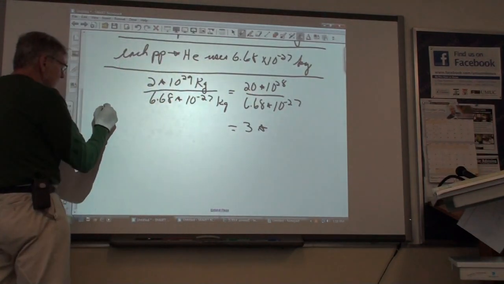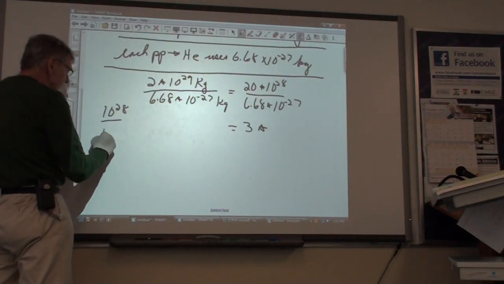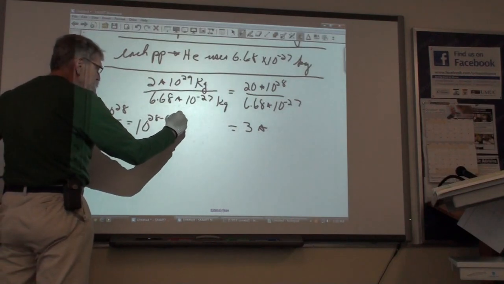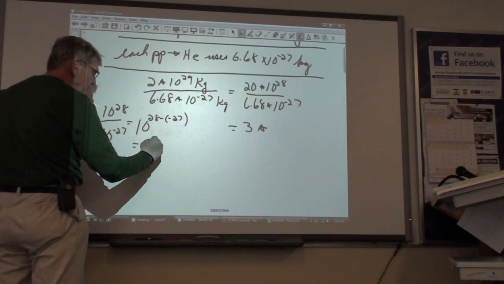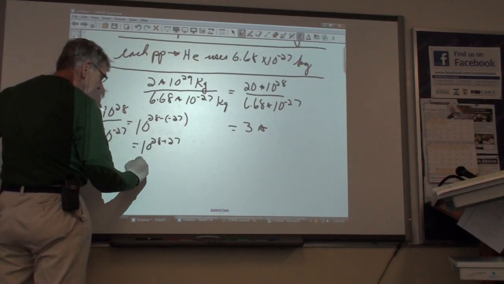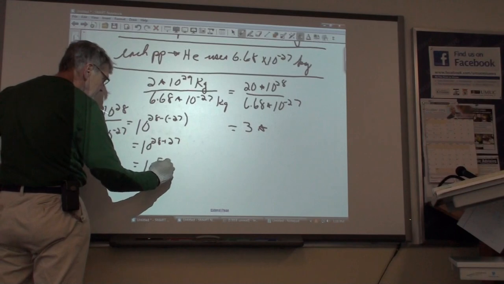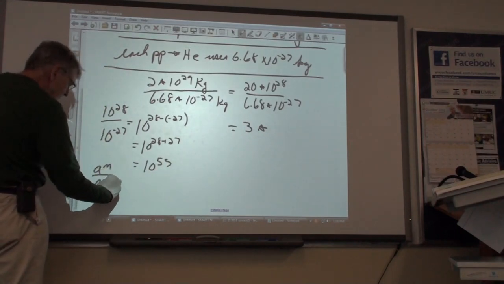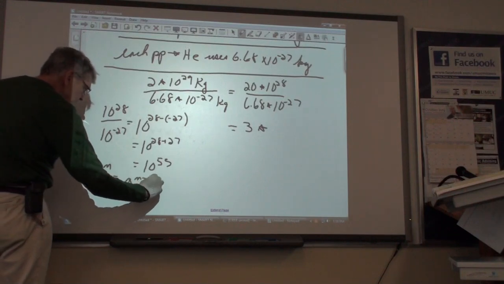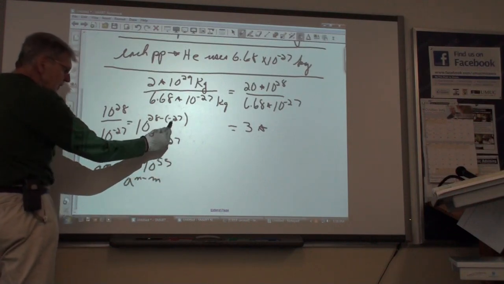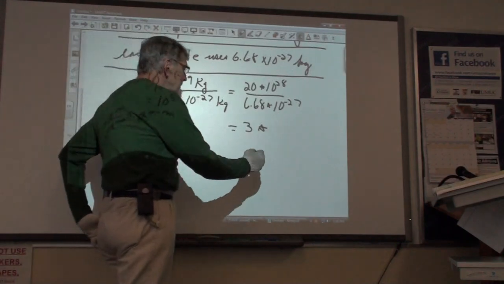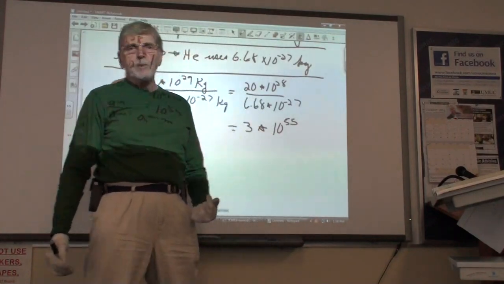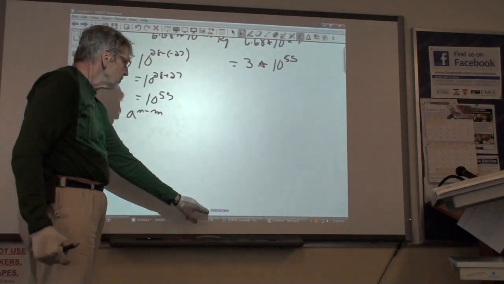Now let's do the powers of 10. 10 to the 28th over 10 to the minus 27 equals 10 to the 28th minus a minus 27. Therefore 10 to the 28th plus 27 equals 10 to the 55. And this comes about because a to the n over a to the m is equal to a to the n minus m, and there's one minus sign in the formula and another minus sign in the value. So this is the number of total pp reactions that are going to take place before the sun runs out of fuel.